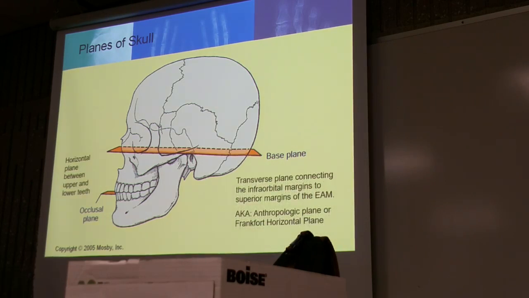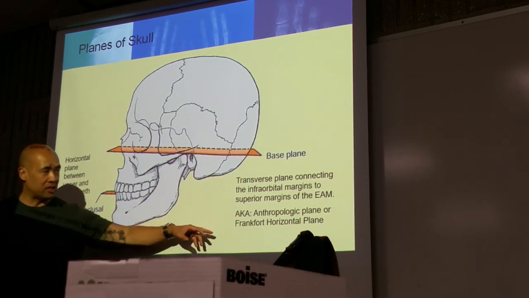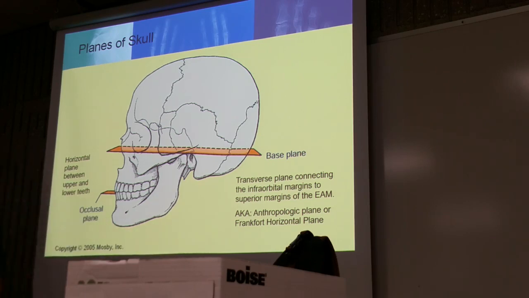Okay, these are some other types of planes that we'll talk about later. There are many other planes that we deal with when radiographing certain anatomical structures. One is going to be the skull. So I'll just introduce this to you now, and we'll talk more about it specifically later on. But another plane that we use here is what's known as the base plane. Another name for this base plane is the anthropologic plane, or the Frankfurt horizontal plane.